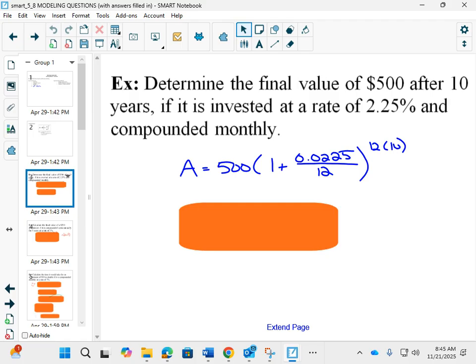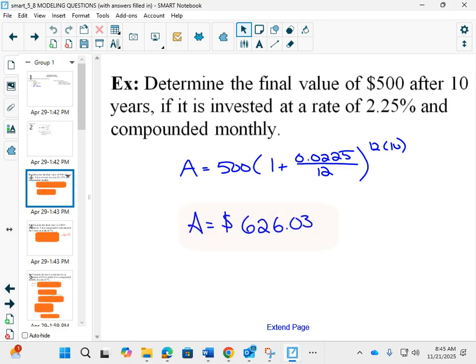So if we plugged everything into this one, well, you could just type this into your calculator. No logarithms are needed. We're not solving for an exponent, so we can just type it in and find the value.